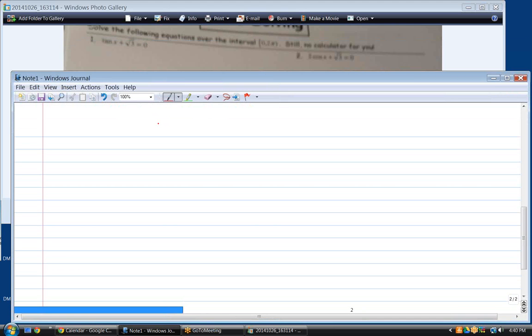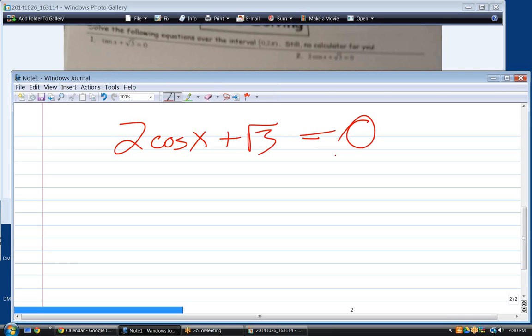Read number 2 for me. I can't quite make it out. 2 cosine x plus root 3 equals 0. Okay. Solve it algebraically for cosine x. It'll be 2 cosine x equals negative root 3. Right?